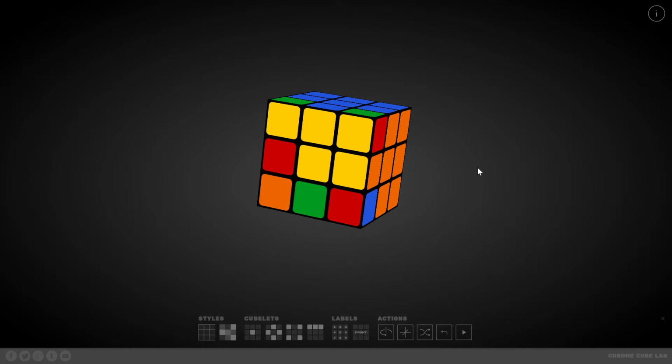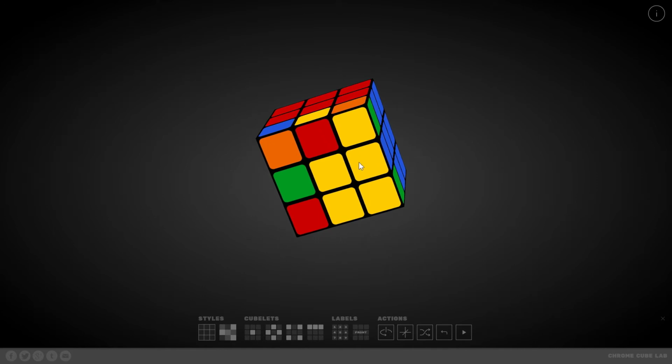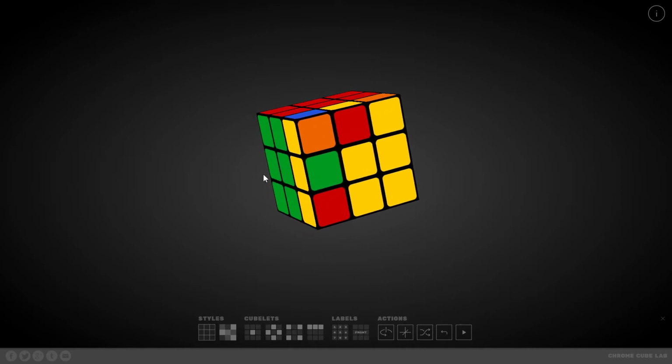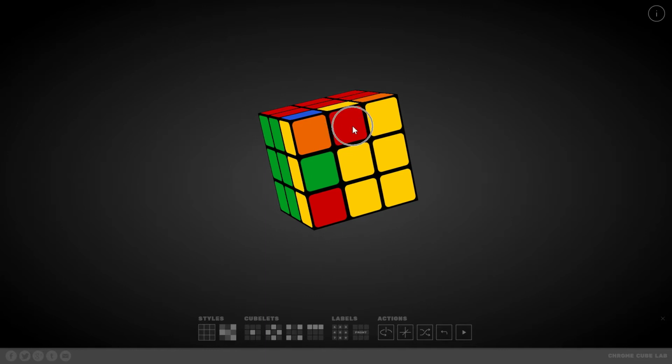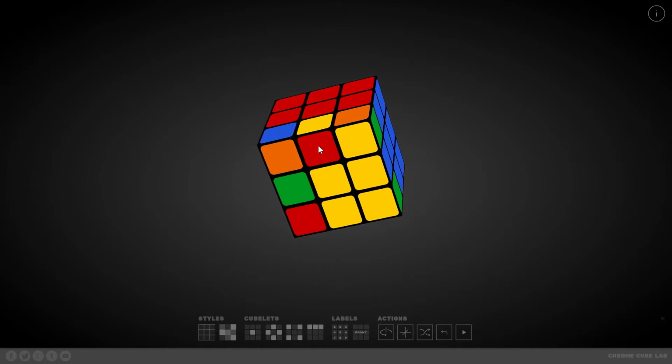As you can see, these three pieces are already at the right place. But these two pieces have the wrong orientation. What we will do now is perform a 3-cycle on these three pieces to permute them. So that here is piece 1, that here is piece 2, and that here is piece 3.